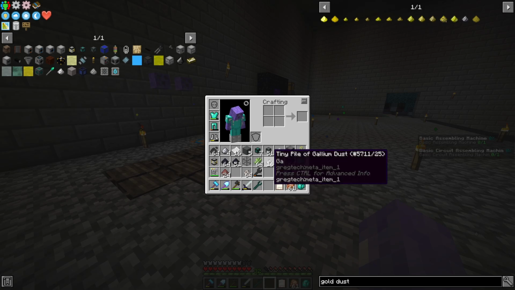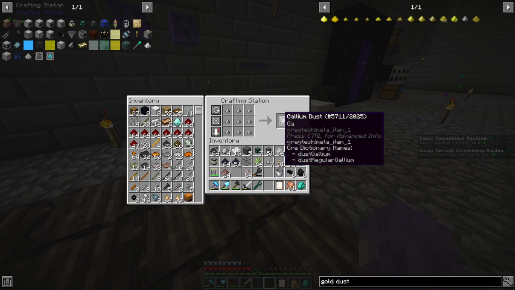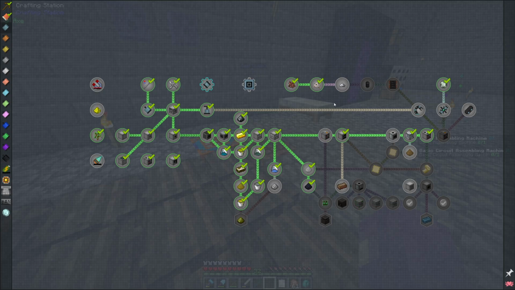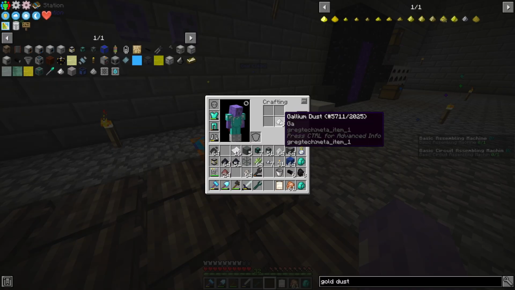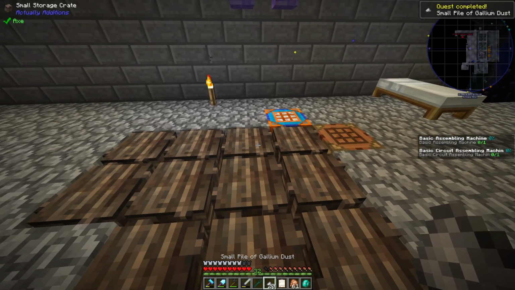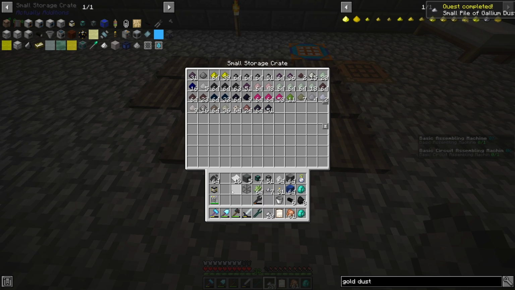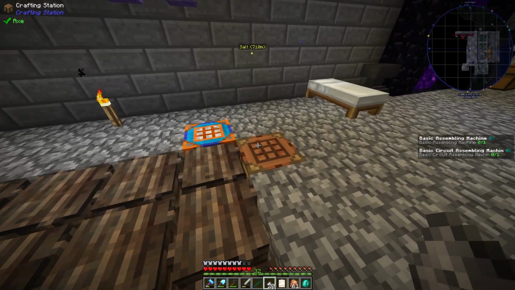It's not a great way to get gallium. Obviously, I think there's better ways to do it, but for right now, it's what we have. But we just need to craft this into tiny piles or small piles. Small piles of gallium dust. There we go. Let's put the gallium back somewhere useful. Put it in here with the dust. Put all this stuff in here. And here. Keep that on us.